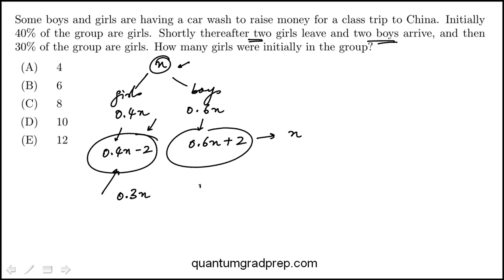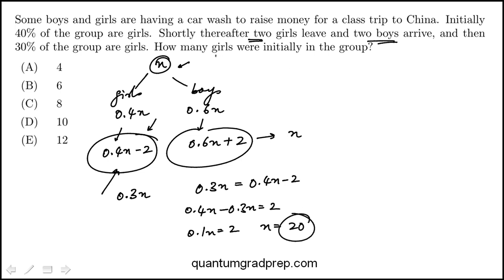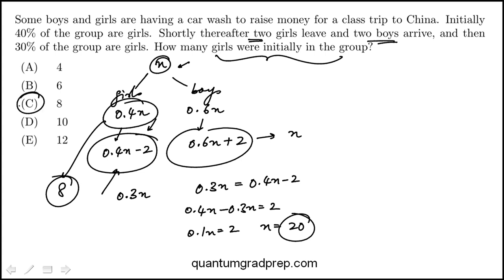So our condition is 0.3n is equal to 0.4n minus 2. So we can solve for n from this. 0.1n is 2, or n is 20, which means we can now answer this question: how many girls were initially in the group? That is 40% of 20, which is 8, and that's answer choice C.